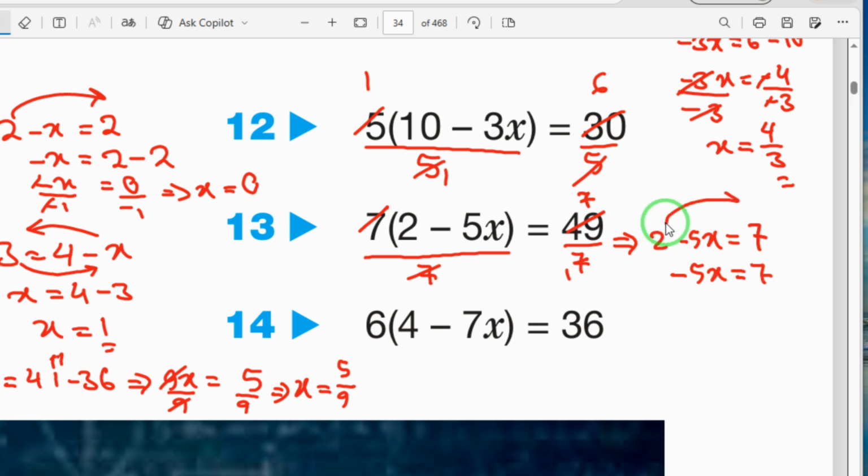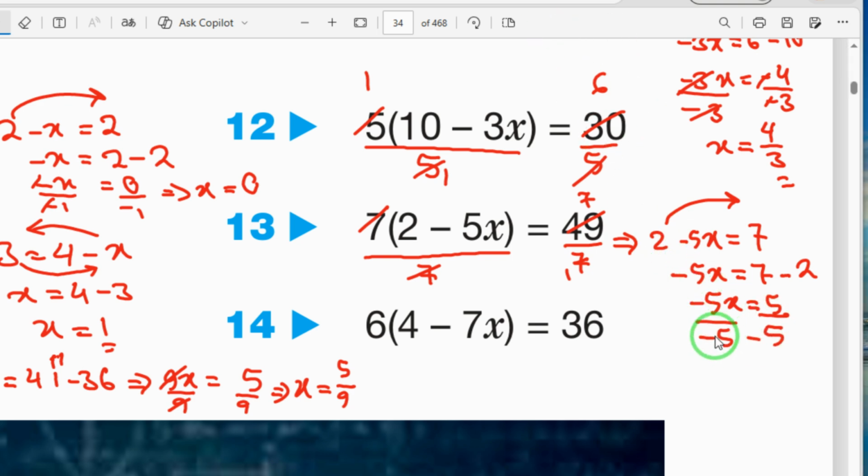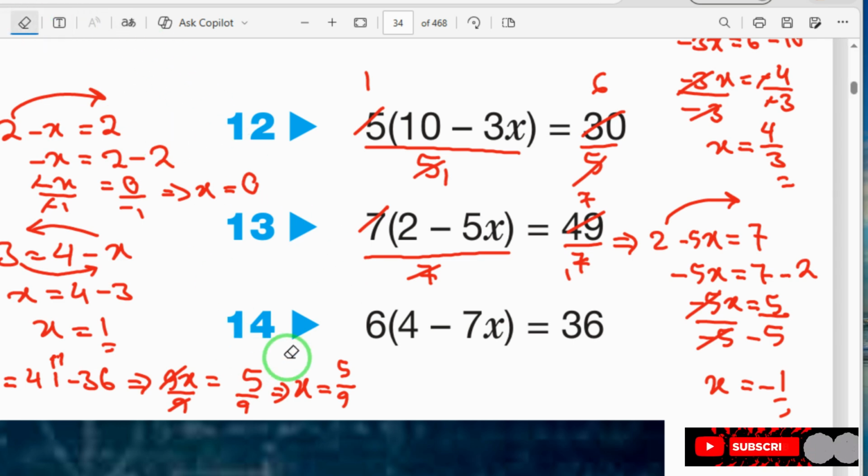We bring to the right side this 2, becoming negative, minus 2. Then 5x equal to, subtract here, remain only 5. Then we divide both sides of the equation by the coefficient of x. Here we simplify directly, just remain only x. 5 divided by minus 5 becomes minus 1. This is the answer.